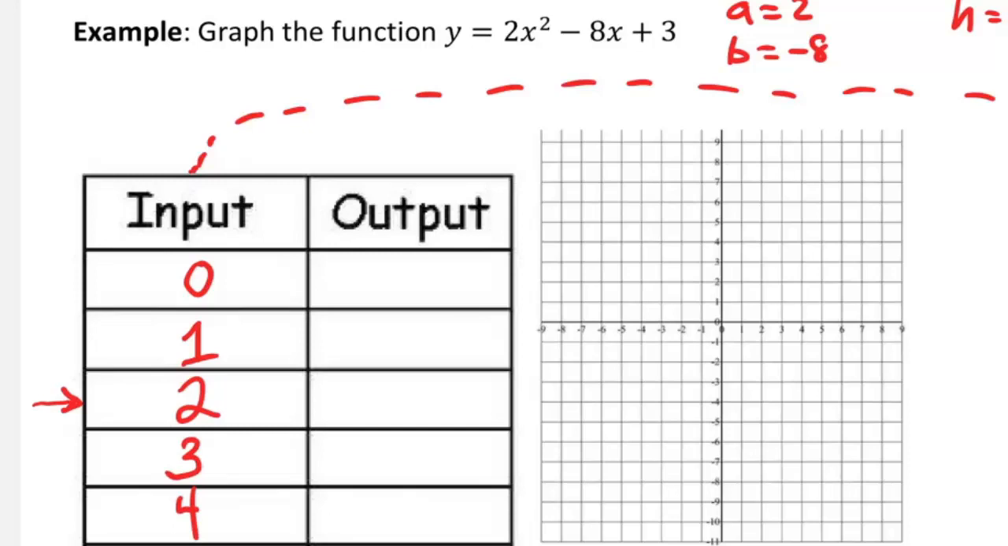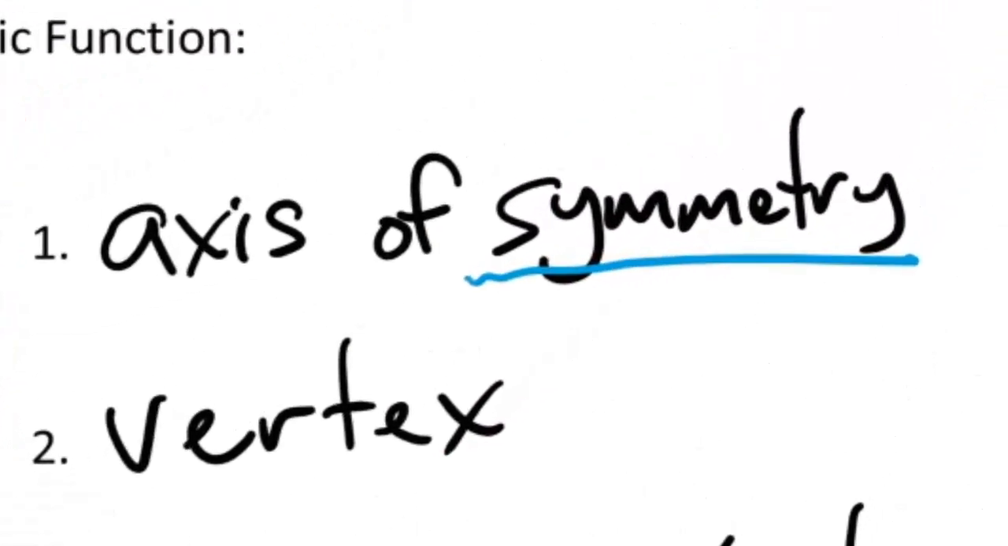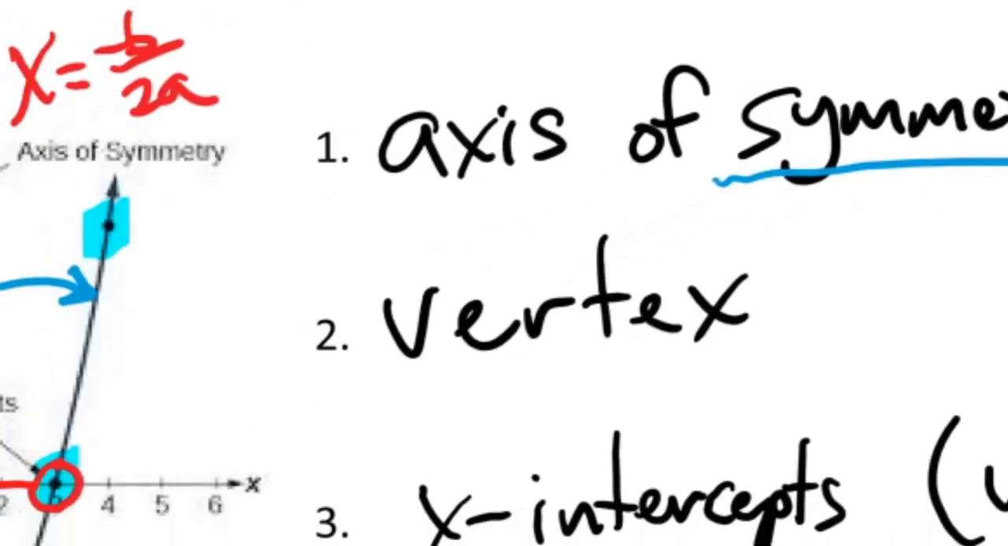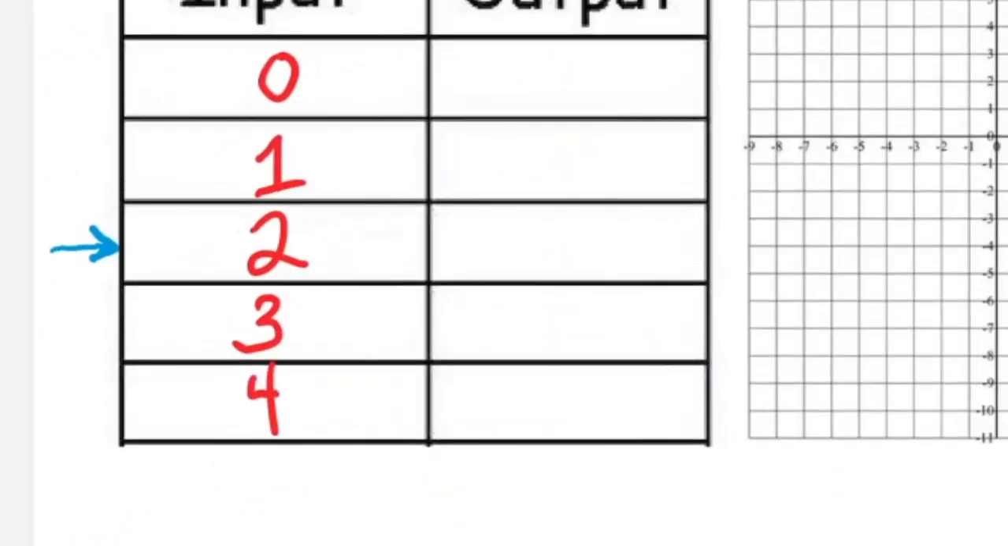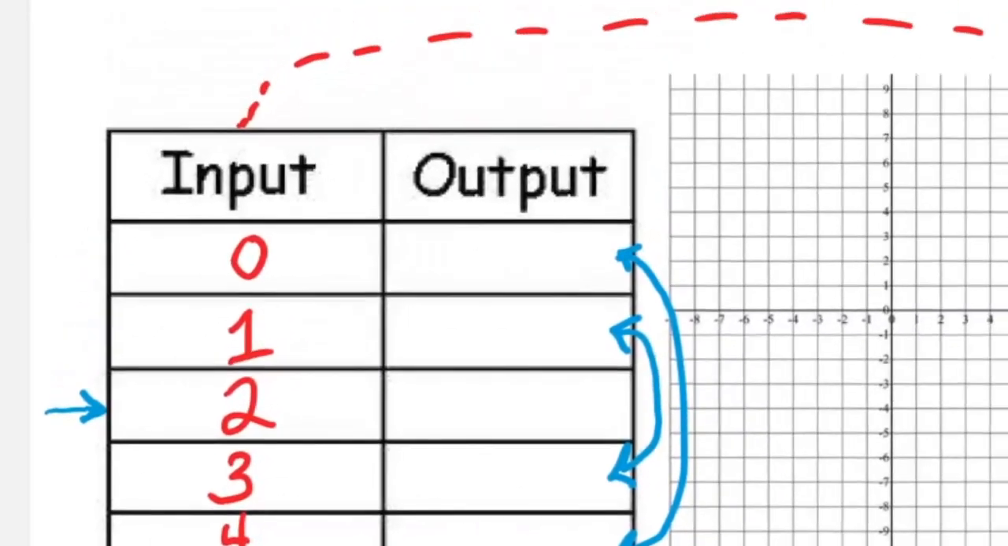But let me share with you some symmetry. It is the fact that the right side of the parabola and the left side of the parabola are exactly the same. You can fold this over on the axis of symmetry. If you can find the value for 1, you have also found the value for 3. It's a reflection. If you have found the value for 0, you have also found the value for 4 because of reflection. It's symmetric.